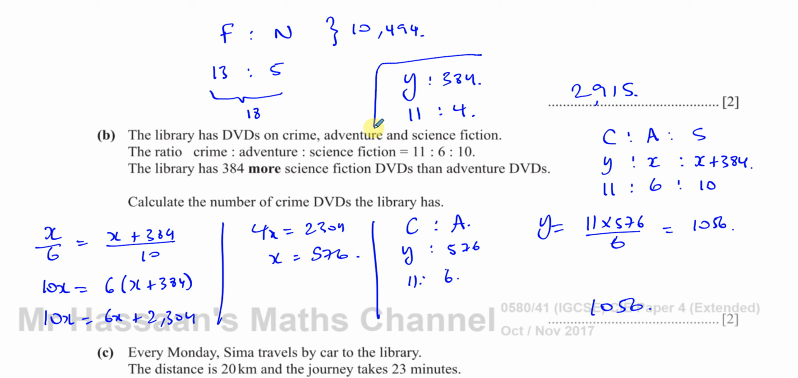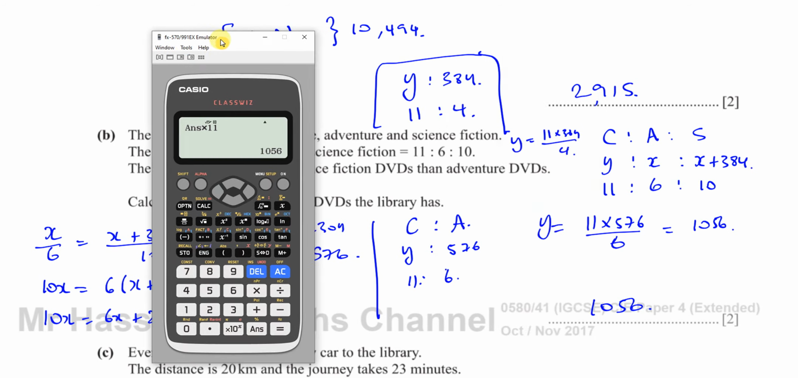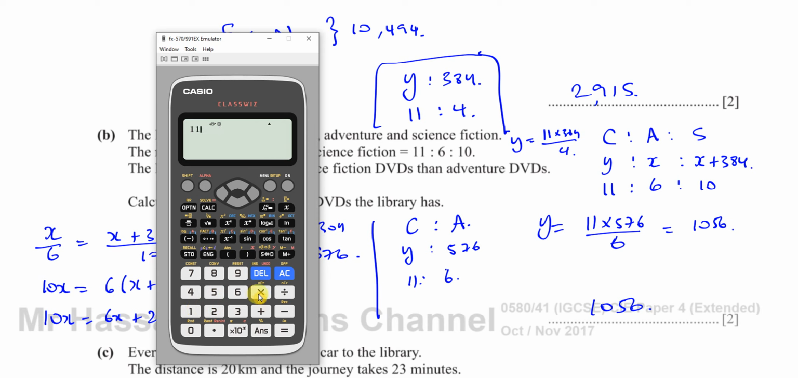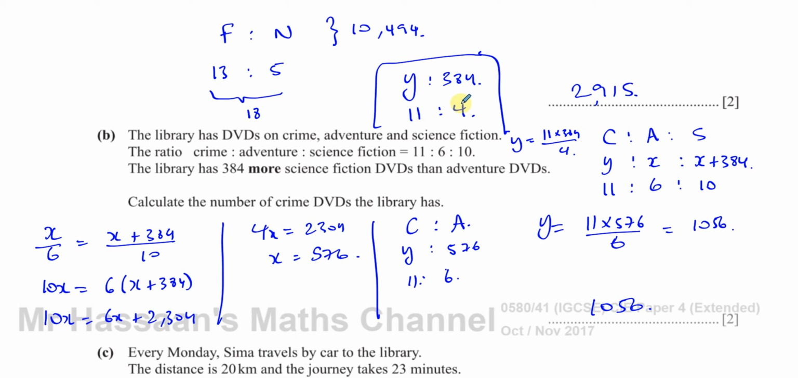We could have used this, and then said y is equal to 11 times 384 over 4. Maybe that would have been a bit quicker. Of course it would have been quicker. Let's see if we get the same answer. So 11 times 384, and then you divide that by 4, and you get the same answer. Yes, so that's actually a bit quicker.